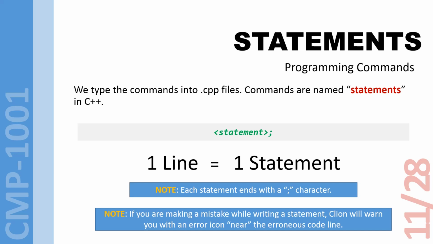If you are making a mistake while writing a statement, generally CLion will warn you with an error icon near the erroneous code line. It could be as simple as you have forgotten the semicolon, or it could be some other things, more sophisticated syntax errors and so on and so forth.